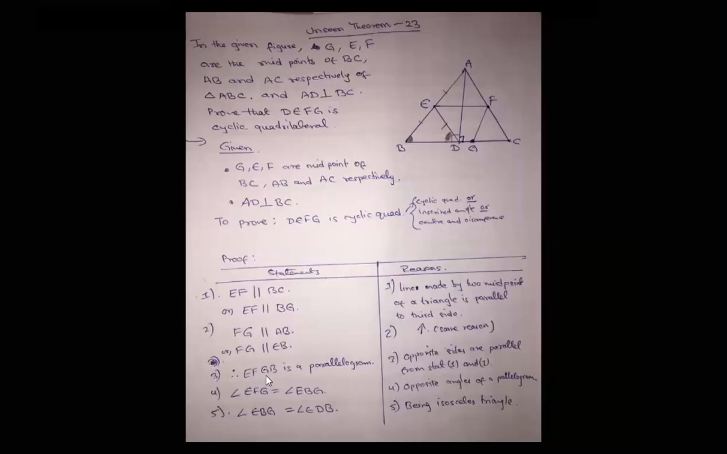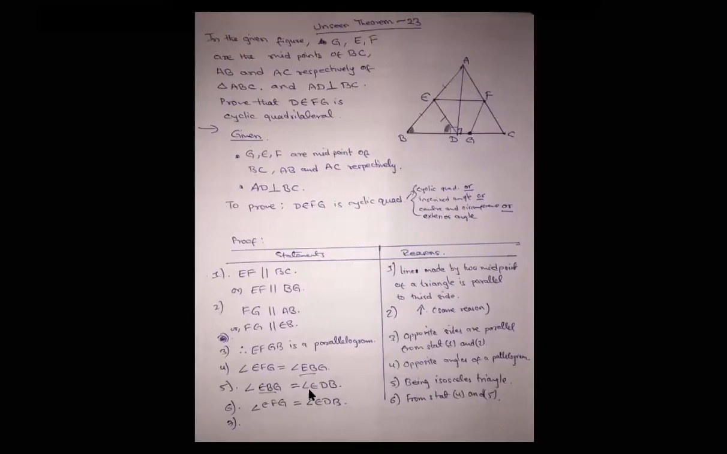Now, after this, the opposite angle can be handled. So E, B, G: this angle and this angle are equal to each other. So these two angles are going to be equal. Why are they equal? Because they will be an isosceles triangle.